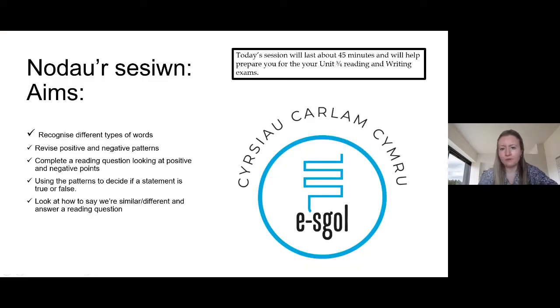Okay, so noda'r session heddi. So today we're focusing on recognising different types of words, revising positive and negative patterns, sentence patterns, so opinions and things like that, completing a reading question that looks directly at positive and negative points, using those sentence patterns to decide if a statement is true or false, and then we're going to look at how we're similar or different to somebody based on a reading question. Okay, so that's the plan for the next 45 minutes. As we've said earlier, if there's any questions, pop them in the question and answer section and we'll try and get back to you as soon as possible.